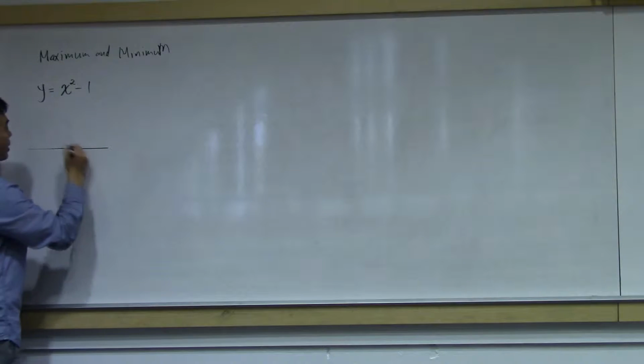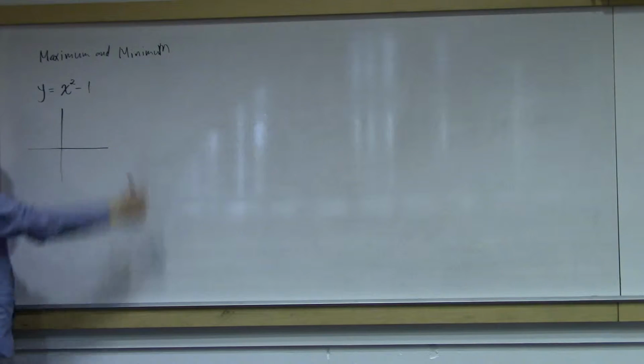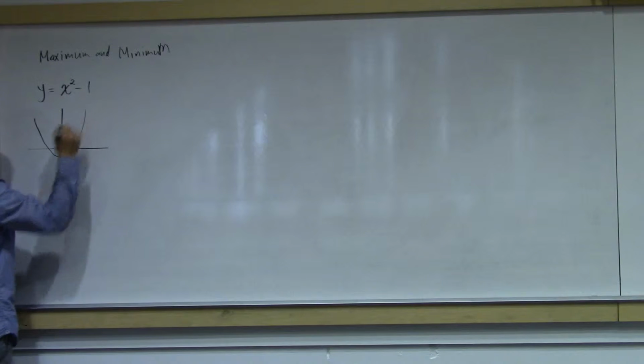What's the graph of this function? It's a parabola. Y equals x squared is this thing. What does this minus 1 do? Shifts everything one down, right? Everything down by 1, so it's going to be this graph.